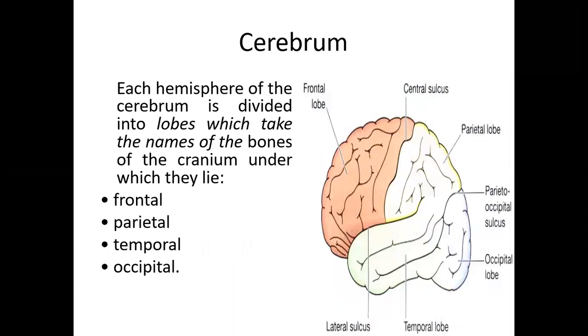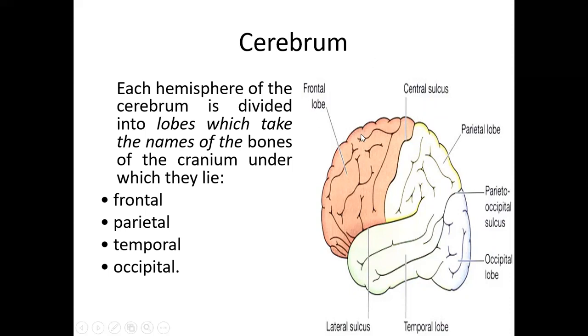Each hemisphere of the cerebrum is divided into lobes, which take the name of the bones of the cranium under which they lie. So the whole of the cerebral hemisphere is divided into four lobes, depending on which bone is above them. Outside we have the cranial cavity and the cranium, the bones. So the same names will be taken by the cerebrum also.